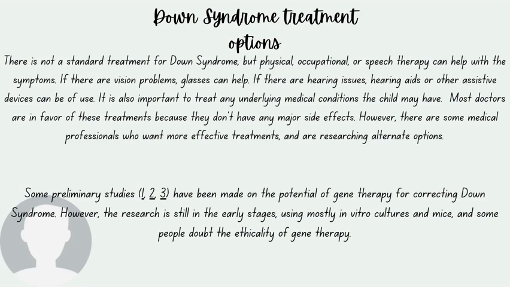It is also important to treat any underlying medical conditions the child may have. Most doctors are in favor of these treatments because they don't have any major side effects. However, there are some medical professionals who want more effective treatments and are researching alternate options. Some preliminary studies have been made on the potential of gene therapy for correcting Down syndrome. However, the research is still in the early stages, using mostly in vitro cultures in mice, and some people doubt the ethicality of gene therapy.